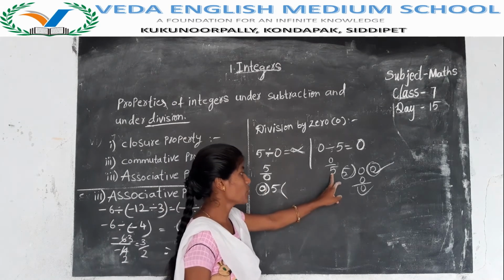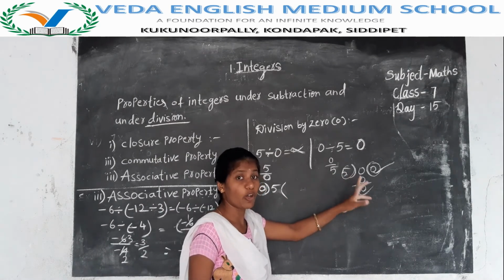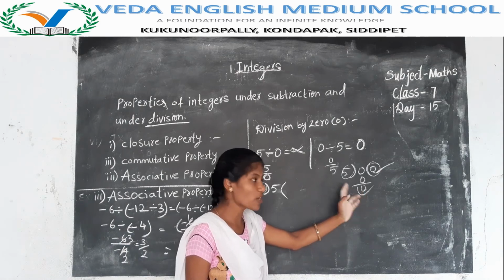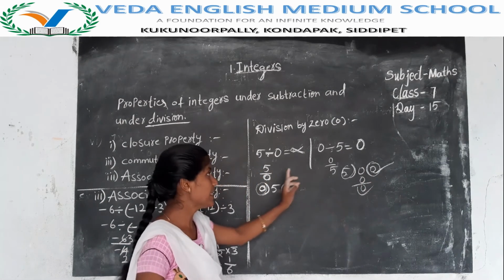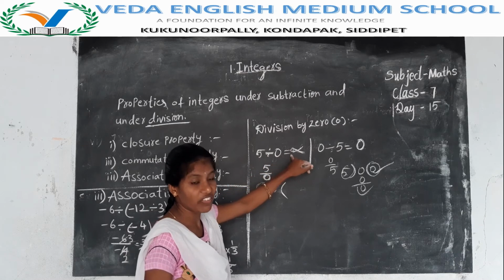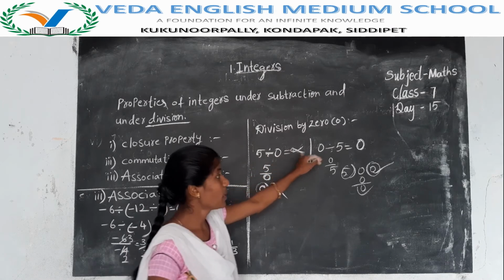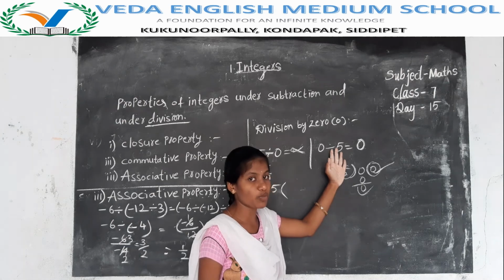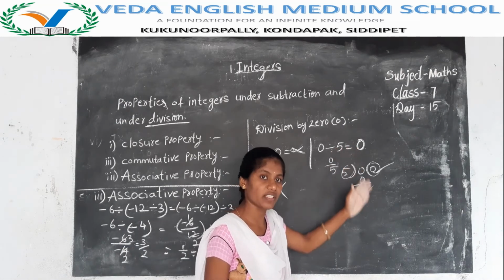So here there is a possibility. In 5 table, 0 is possible. How many times is that possible? 0 times. Then 5 zeros are 0. This is the difference in division with 0. Any number with 0, we cannot define that. But 0 with any number, we can define. The answer is always 0.